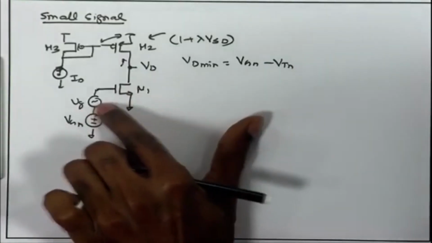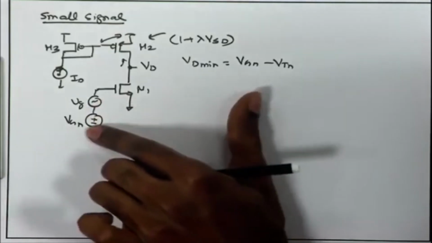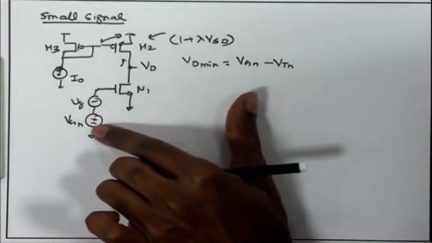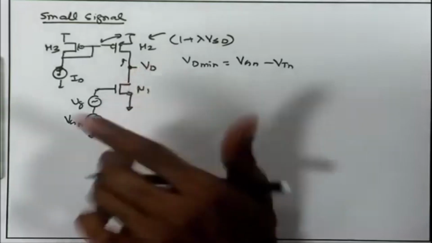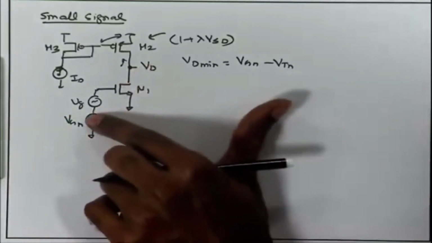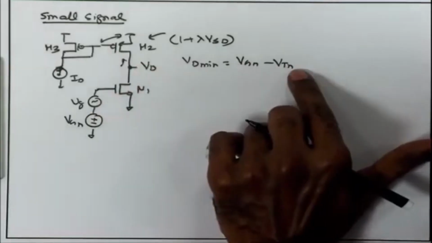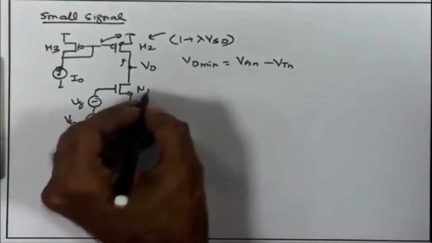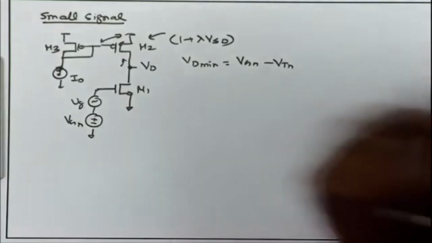Here we are ignoring the small vgn in comparison with the capital VGN, the DC condition. That is a fair enough assumption, provided the gain of this stage is pretty large, larger than 10. So, for a given VGN, if the VD goes below VGN minus VTN, M1 is going to enter into triode region. So, this is the minimum VD allowed.